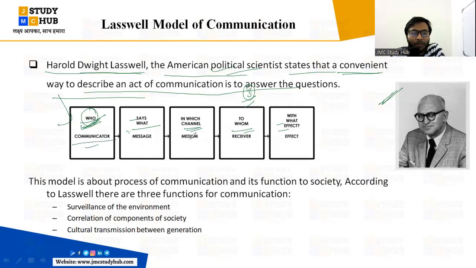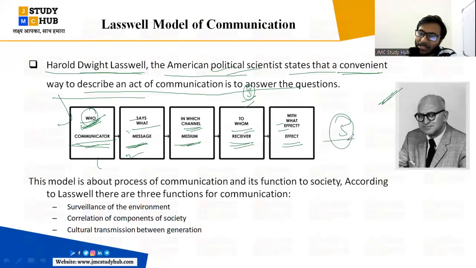Who? The communicator. Says what? The message, for the masses. In which channel? That is the medium. To whom? That is the receiver. And with what effect? That is the effect, right? So these are the 5 components we have to remember: 1, 2, 3, 4, 5. If it is asked how many components Harold Lasswell has focused on, you can answer 5. Why is this question important?